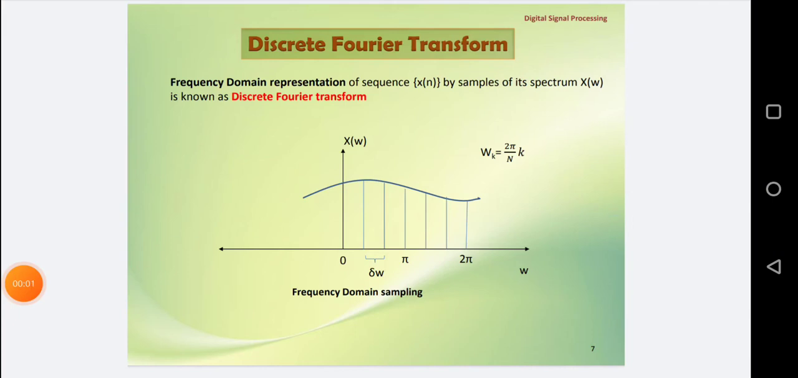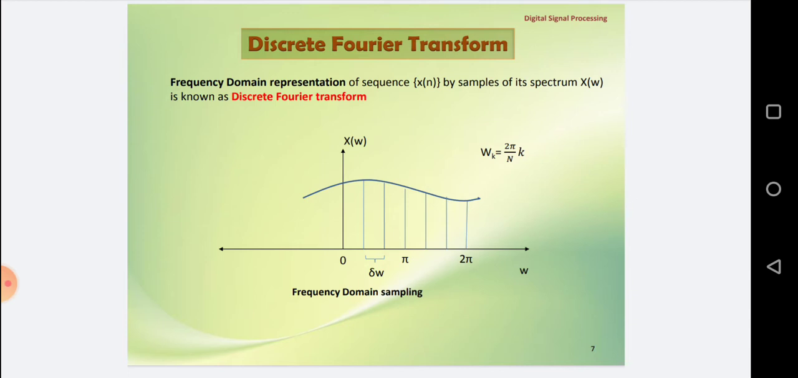Good morning. Let's see what actually the discrete Fourier transform is. Frequency domain representation of a sequence x of n by samples of its spectrum x of omega is known as discrete Fourier transform. The figure shows x of omega is sampled by N number of samples, and the range taken is from 0 to 2 pi. So DFT can be applied only to a finite length sequence.